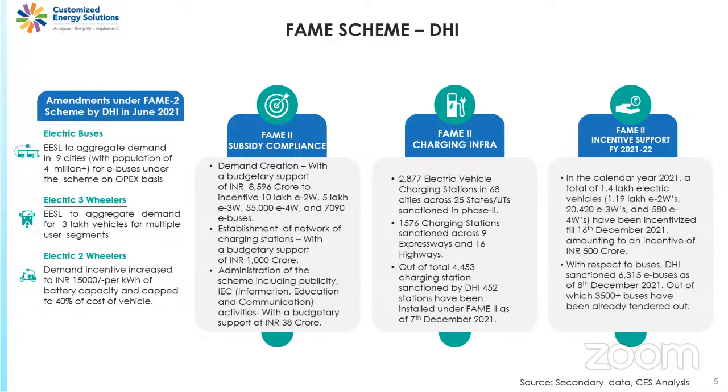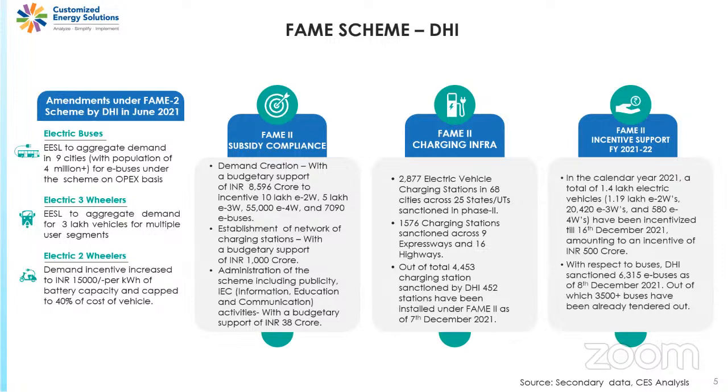If we see the charging infrastructure side of FAME 2, around 4,453 charging stations were sanctioned, out of which 2,877 charging stations went into 68 cities across 25 states, and 1,576 charging stations were sanctioned for 9 expressways and 16 highways. Out of which 452 stations were installed until 7 December 2021.